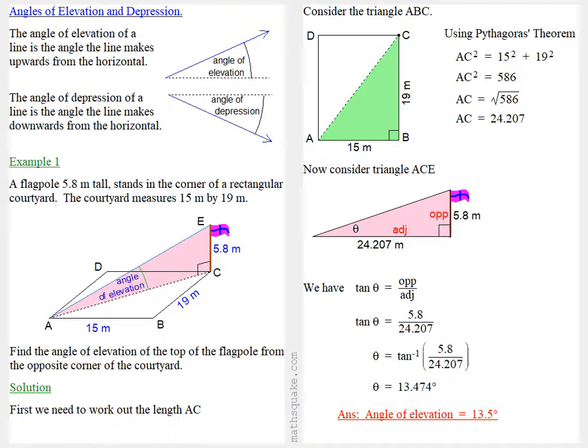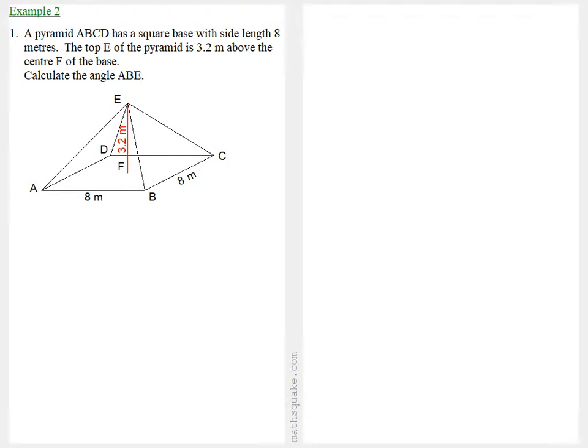Let's have a look at another example. A pyramid ABCD has a square base with sides length 8 meters. The top E of the pyramid is 3.2 meters above the center F of the base. Calculate the angle ABE. Now to solve this we need to consider the triangle ABE.